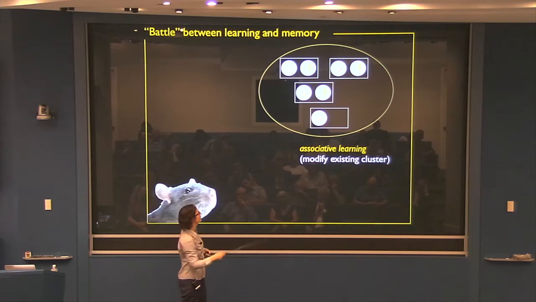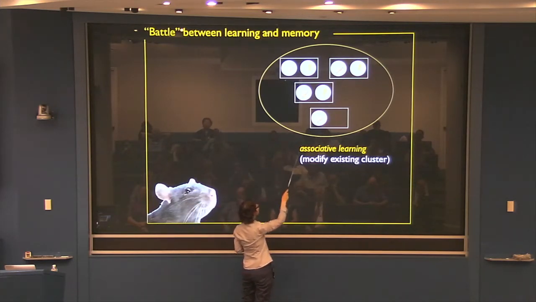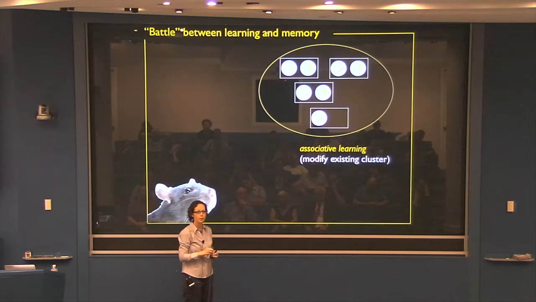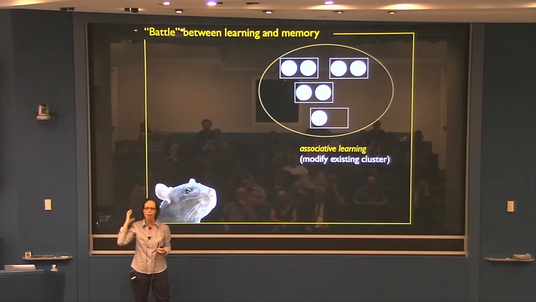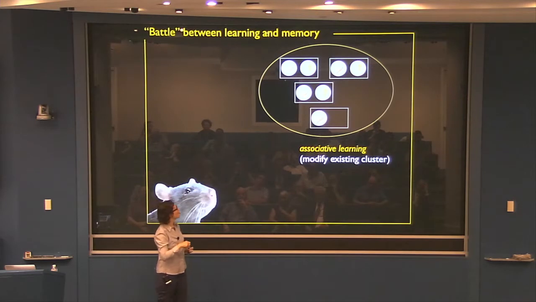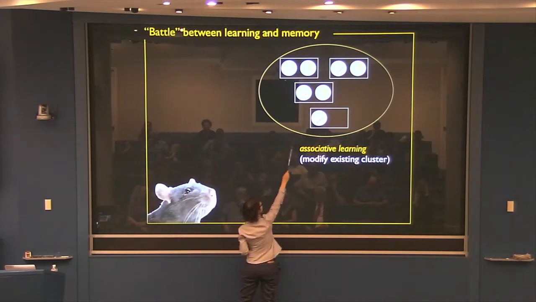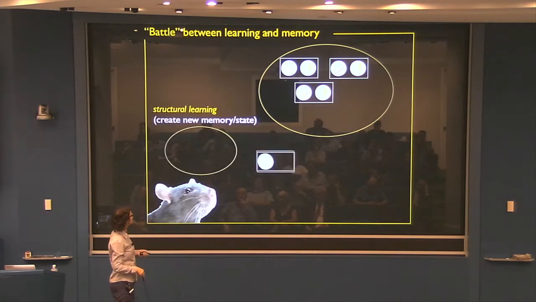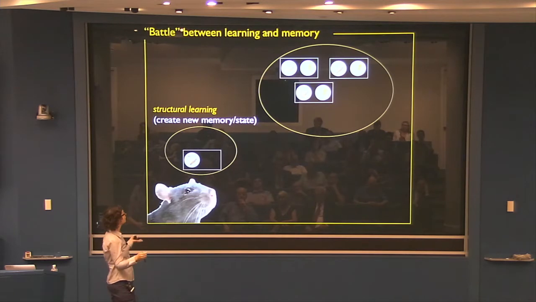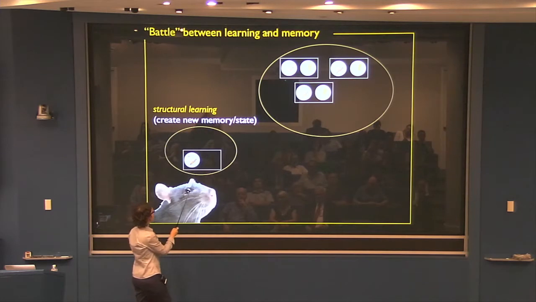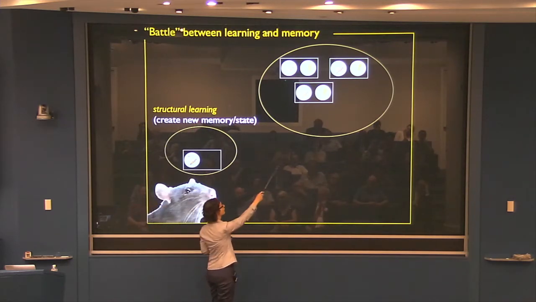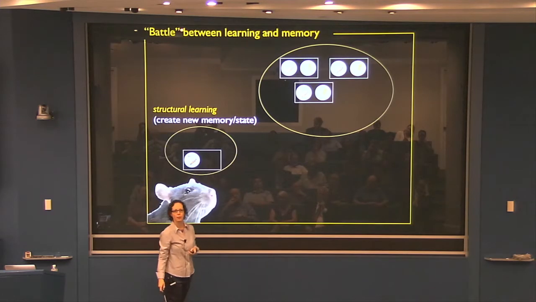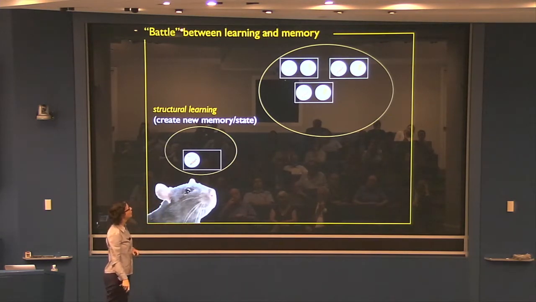I modify an existing cluster, I put it there, and if previously I thought that that tone caused shock with 100% probability, now it's 75% probability. I effectively overwrote my memory and changed it, and now my memory is not true to these first 3 trials anymore. It's the average. Or I can decide that this is different enough, and I put it in its own cluster. I start a new memory trace, and so we can call that structural learning. But using memory obviates the need for learning here, and I don't have to overwrite that memory and modify it.